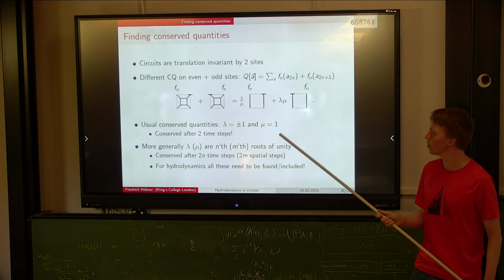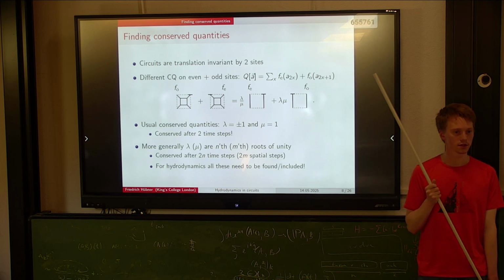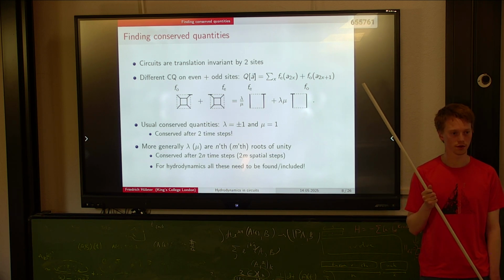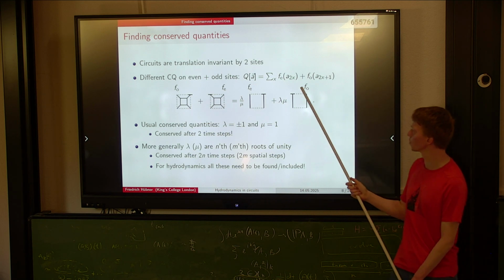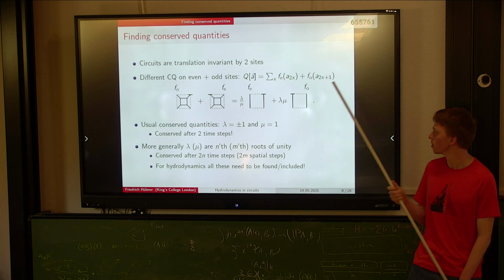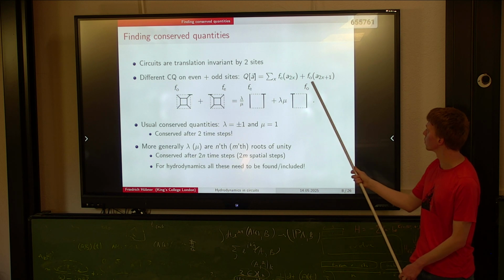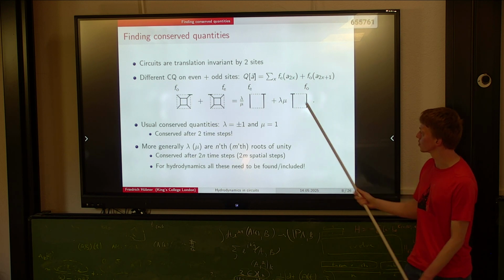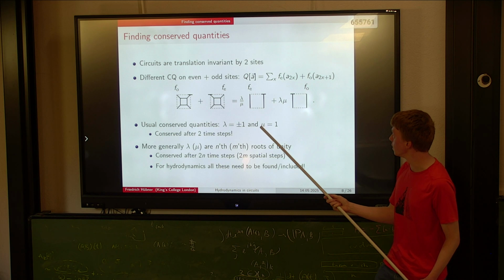Okay, so the first thing to notice is that circuits are translation invariant by two sites. So if I want to write down a conserved quantity, it can be different on the even and on the odd sites. So it's a sum of something on even and odd sites. And now the condition that we find is the following.